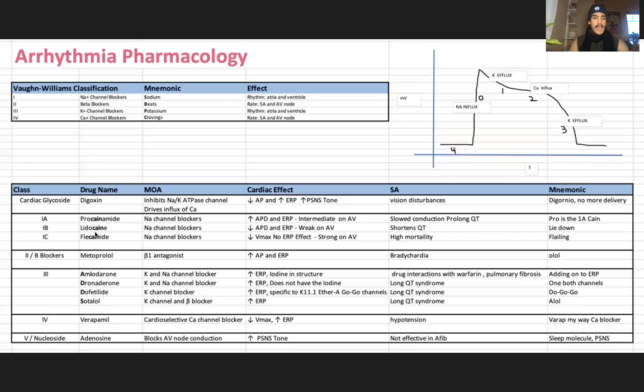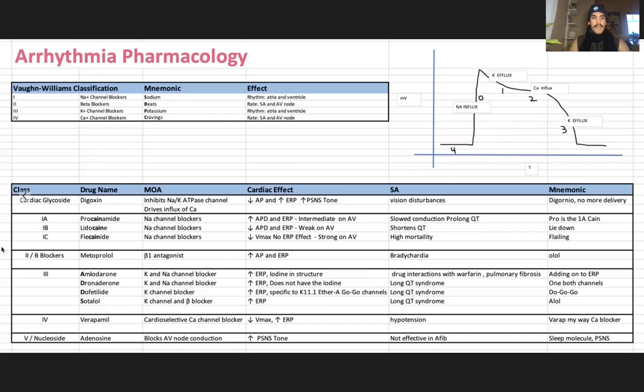The first one is a drug that keeps coming up. It's Digoxin. In my last video, I mispronounced it. We're still learning the ways, but the mnemonic here is DiGiorno: no more delivery of sodium, it's DiGiorno. Essentially it inhibits the sodium potassium ATPase channel, and it drives the influx of calcium. The cardiac effect of this is increased parasympathetic activity, delayed conduction, and an increased effective refractory period. So this part of the action potential will also be extended.